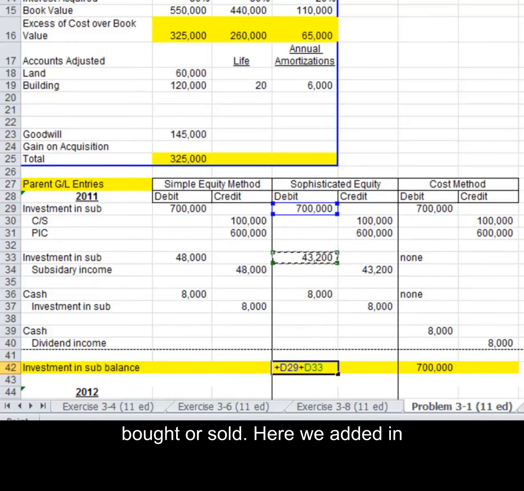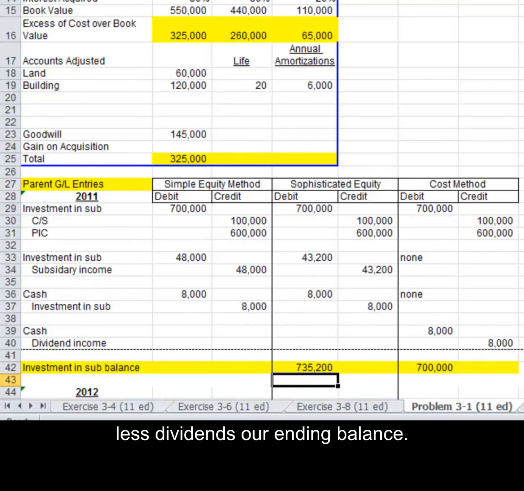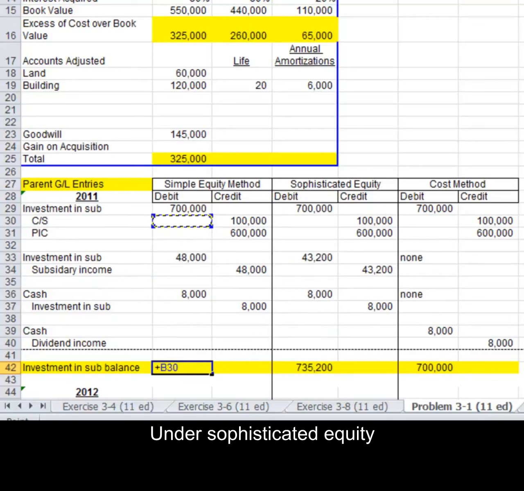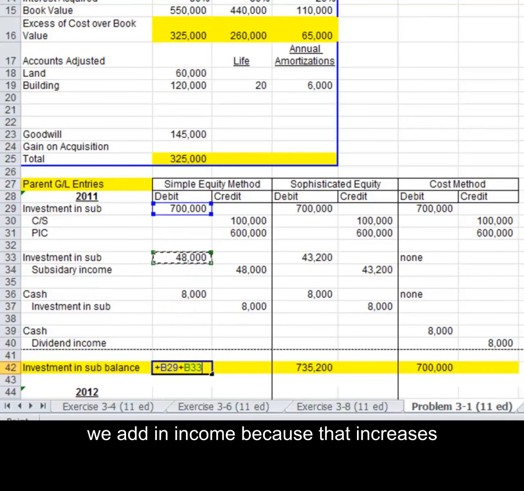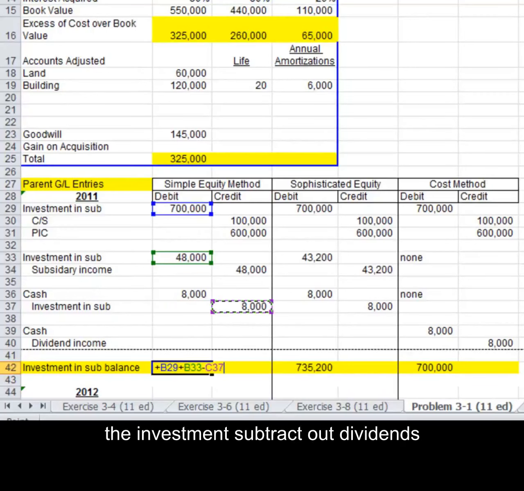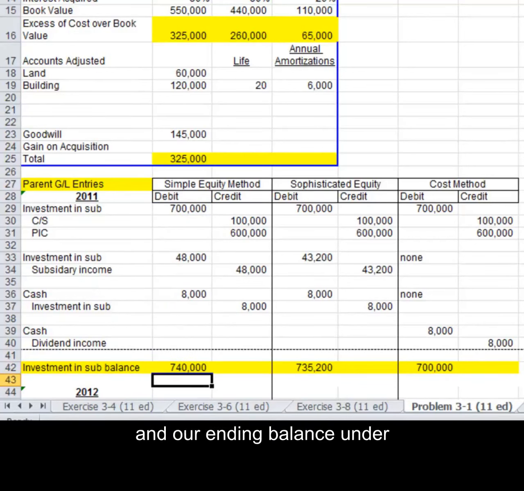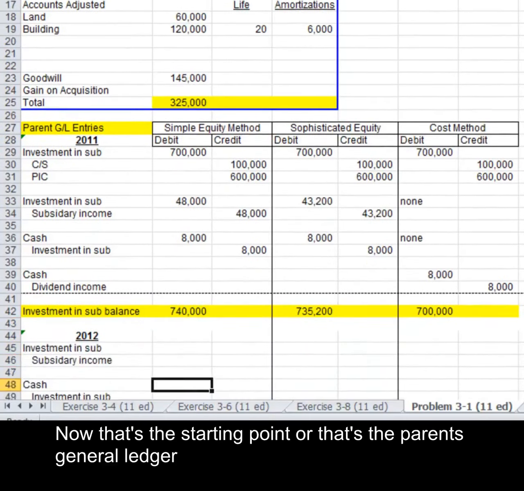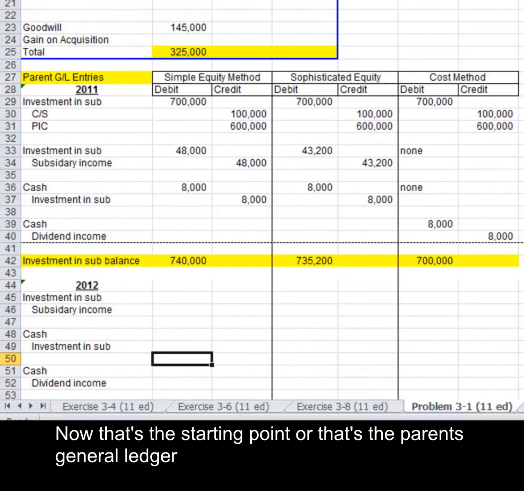Here we added in our income less amortizations, less dividends. Our ending balance under sophisticated equity should be $735,200. Under simple equity, we add in income because that increases the investment, subtract out dividends, and our ending balance under the simple equity method is $740,000. Now that's the starting point, or that's the parent's general ledger.